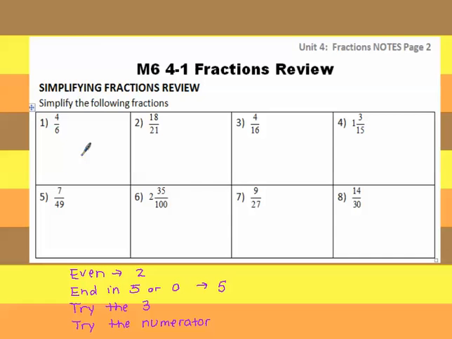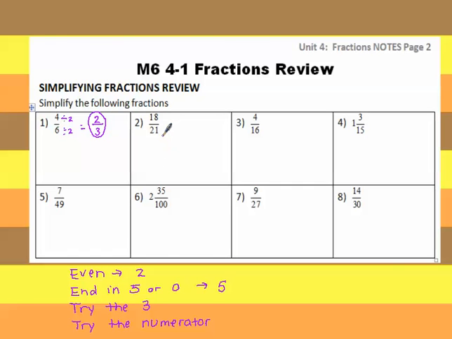So let's look at the first one. 4 and 6. First question we ask ourselves, are they even? Well, yes, 4 and 6 are even. I can count 2, 4, 6. So they are even, and that means I can divide top and bottom by 2 to make the fraction smaller. 4 divided by 2 is 2, and 6 divided by 2 is 3. Now always ask yourself again, can I simplify that fraction? In this case, they are both not even. They both don't end in 5 or 0 to divide by 5. I can't divide 2 by 3, and same thing again, I cannot do 2 divided by 3, so this is done here.